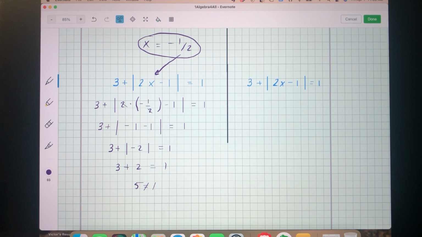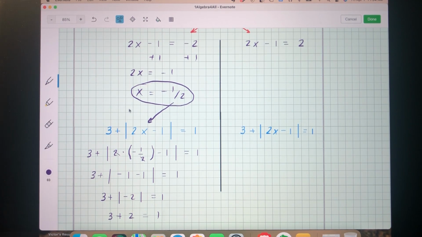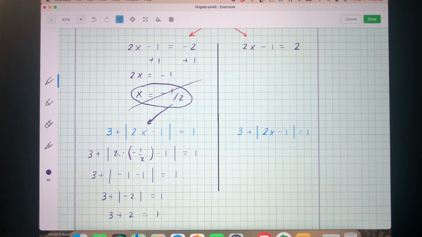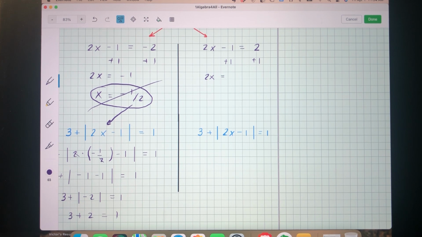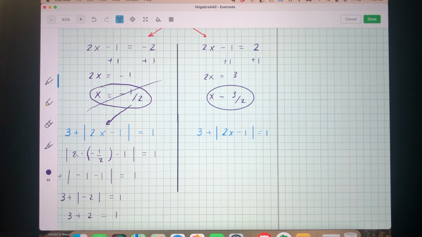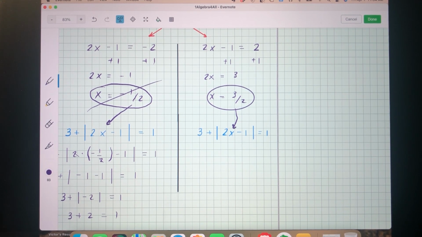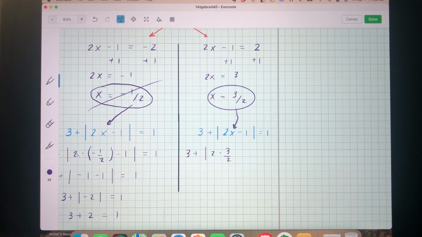It's never true, which means the solution we have just found is not working, so we have to toss it out. Now let's try it on the other half. We repeat the same exact steps. We add 1 to both sides, and that makes 2x equals 3. Dividing both sides by 2, we get x as 3 halves. Now when we use 3 halves in our original equation, we get 3 plus absolute value of 2 times 3 halves minus 1. Is that equal to 1?